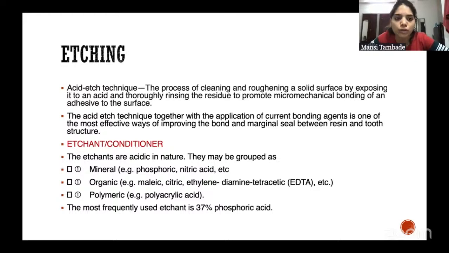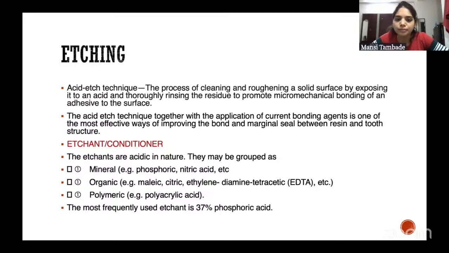Only the specific points you need to write, because at UG level the examiner knows that you are going to write to the point, not everything, as you don't know everything in detail. As you come to final year and then to PG, post graduation, the examiner definitely wants you to know the meaning of each word basically. Okay, the acid etch technique together with the application of the current bonding agents is one of the most effective ways of improving the bond and marginal seal between the resin and the tooth structure.